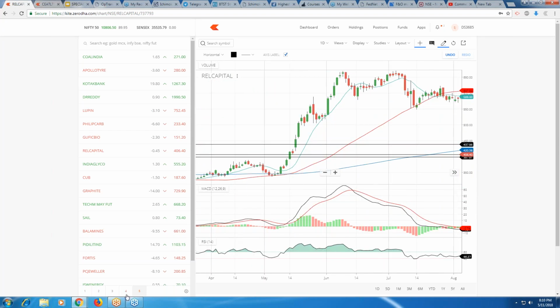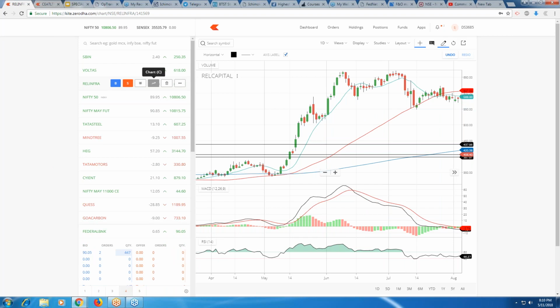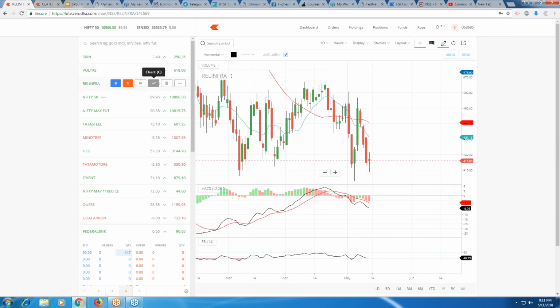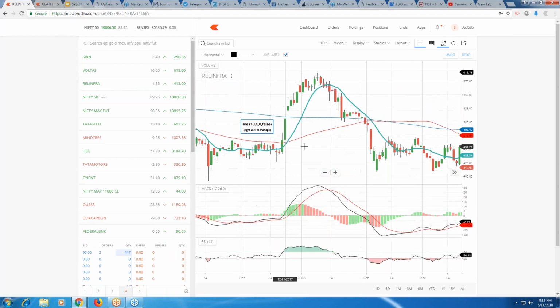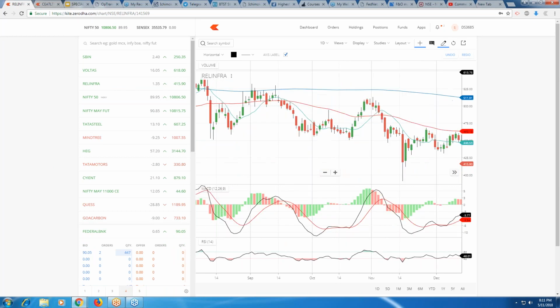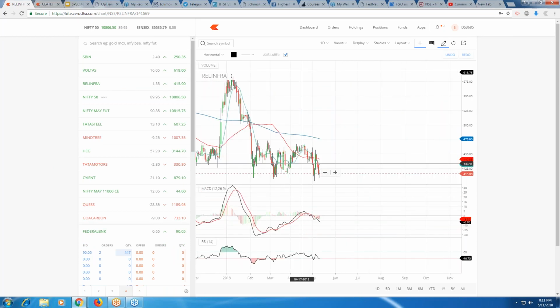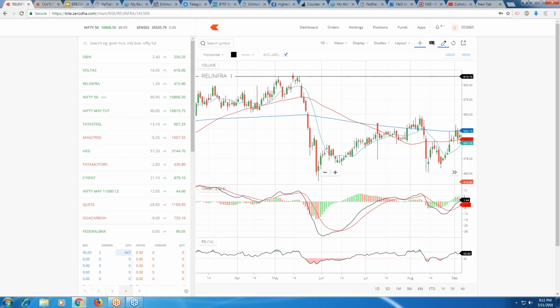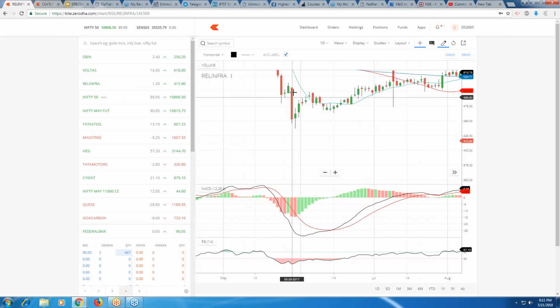Let me look into Reliance Infra. That stock also gives pretty good trades, beautiful trades it provides us. So I'm looking for a trade from the bottom, right? So here, see here, which candlestick pattern does it look like to you? To me, it looks like a morning star, right? And still there is no confirmation.